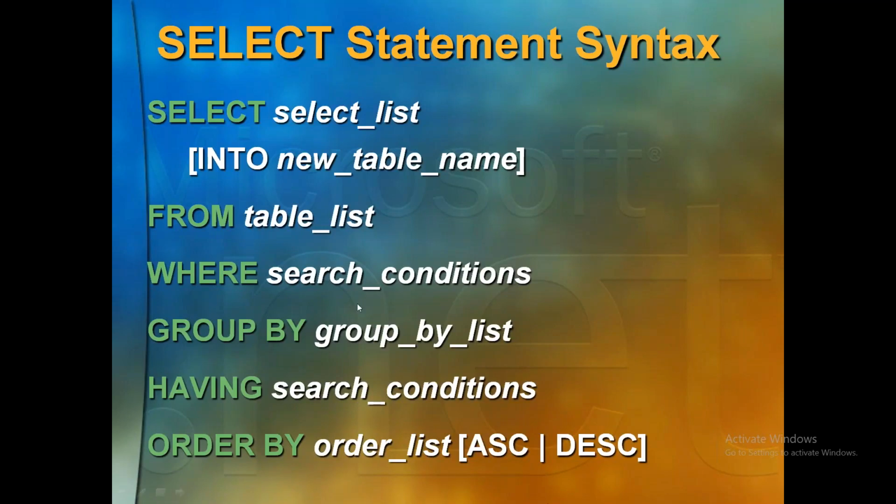You must use select list into new table name. What is into new table name? We'll discuss. In the from clause, you can have a table list, where such condition, group by column list, having again such condition, order by order list, ascending or descending. So this is the complete select statement syntax whenever you go to Oracle or MySQL anywhere.